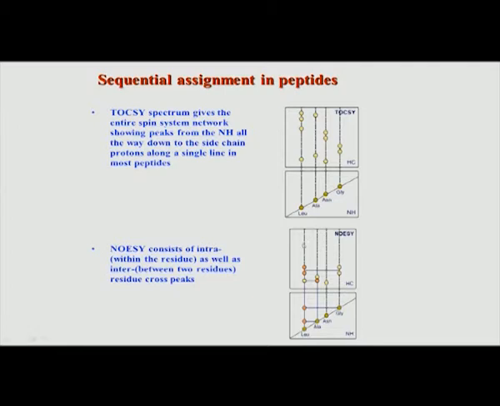In the case of NOESY, we will see that later, we not only see the spin system along this line, but we will also see the neighboring amino acid peaks in this.